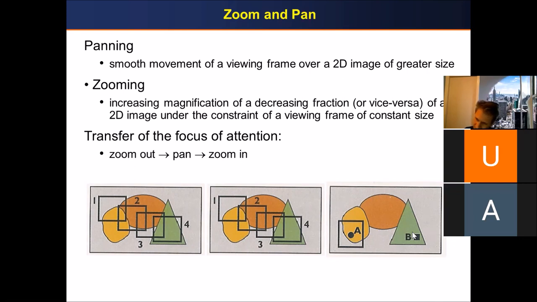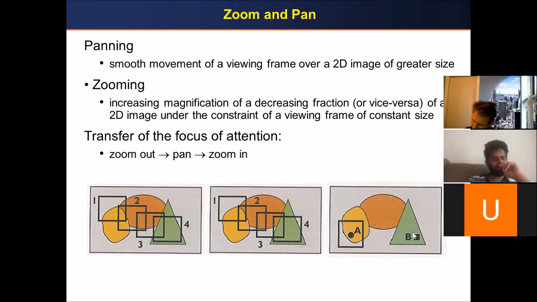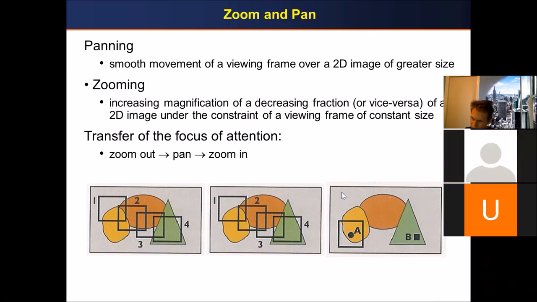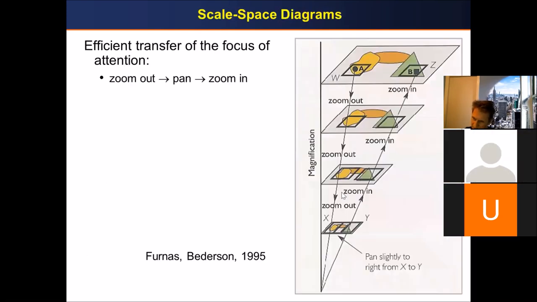So this is a little bit awkward, right? Because now you first have to zoom out, look at everything, move over, and then zoom back in, right? So there's a nice, interesting concept called scale space diagram, which does this at the same time, right? So basically you have a map here and you zoom out and you pan at the same time, slightly from right to left, right? You pan at the same time while you're zooming in and out, then you zoom back in.